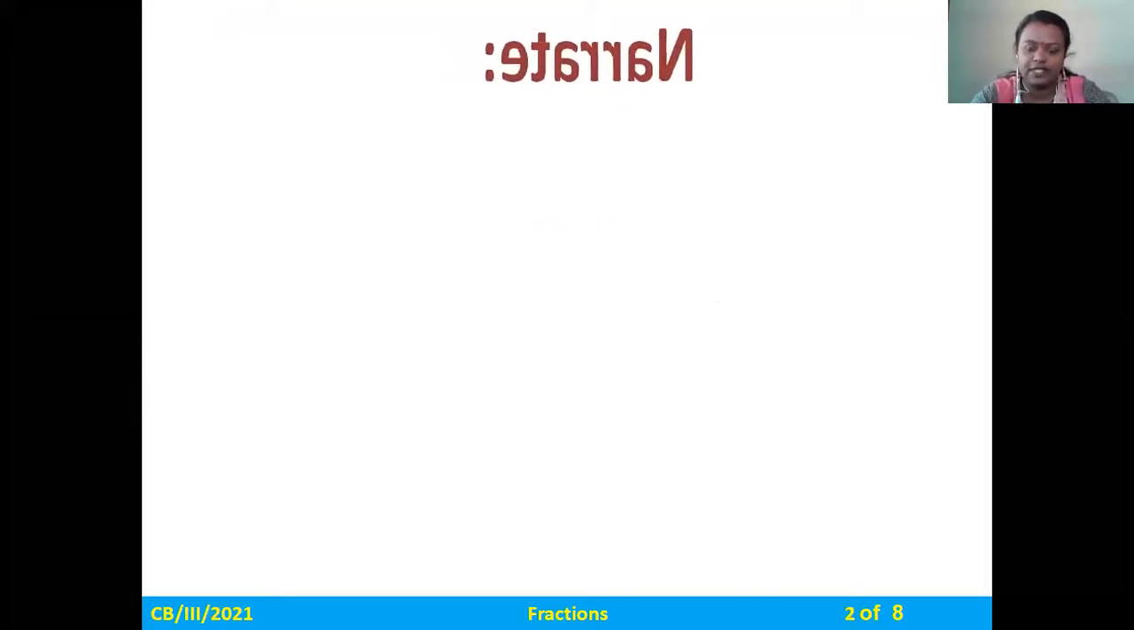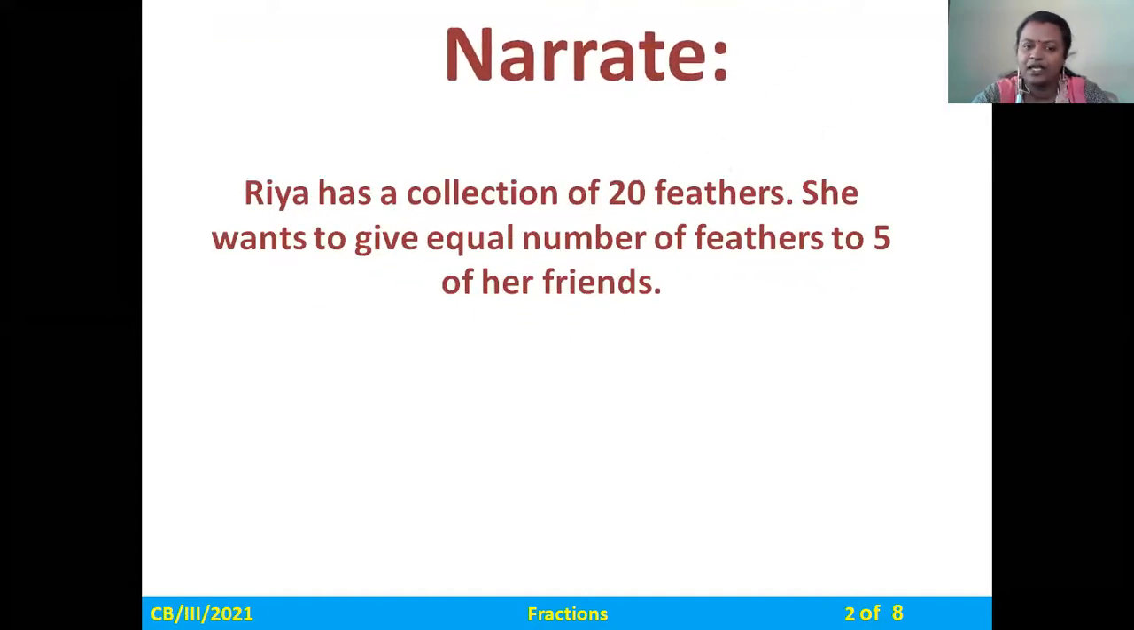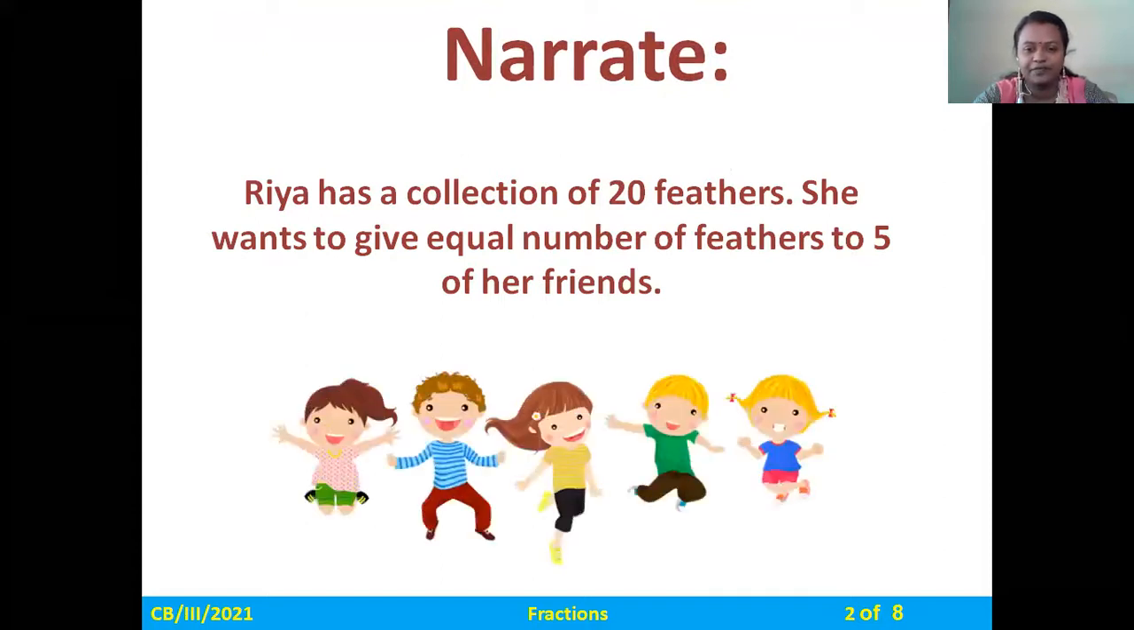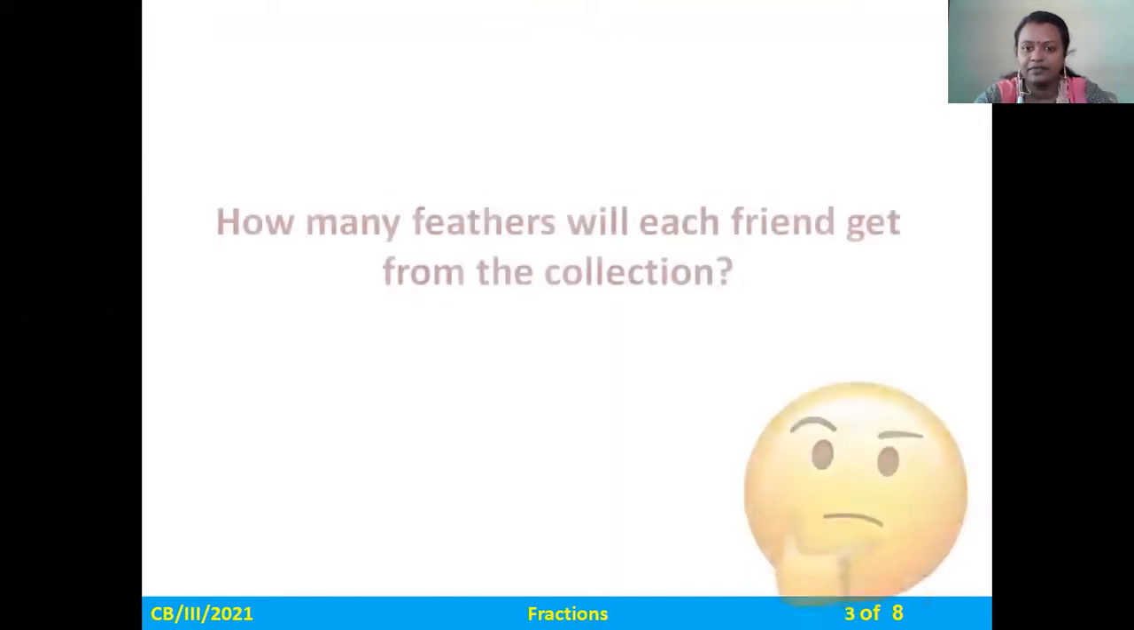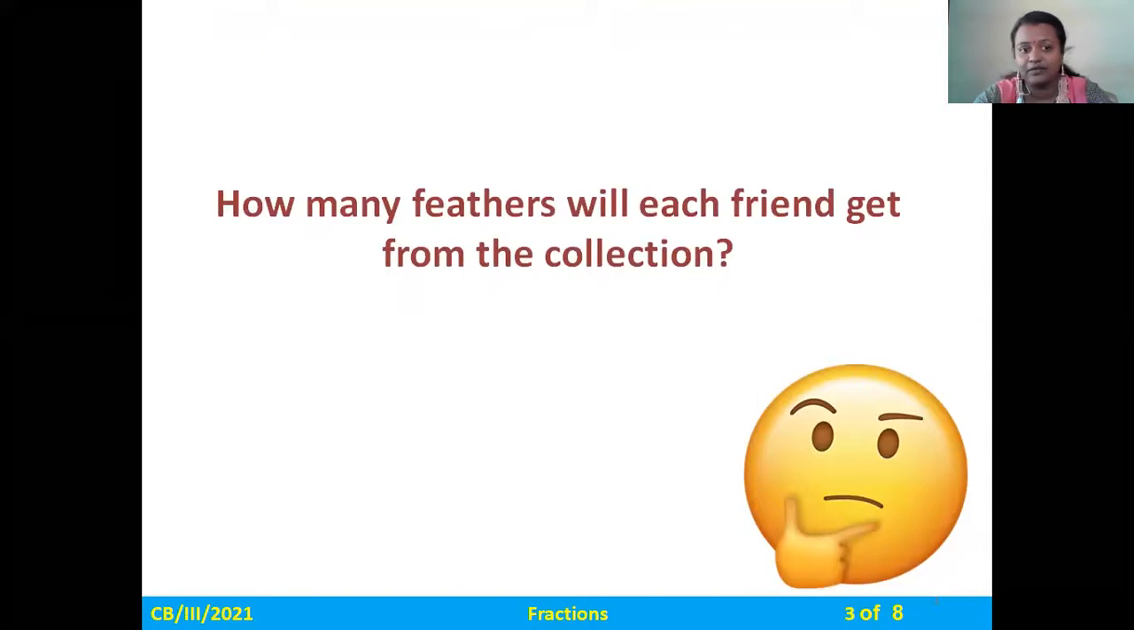Here's a story which I would like to narrate to all of you. Ria has a collection of 20 feathers. She wants to give equal number of feathers to 5 of her friends. So here are friends. Now, how can she distribute these feathers? So we have to check how many feathers will each friend get from the collection.